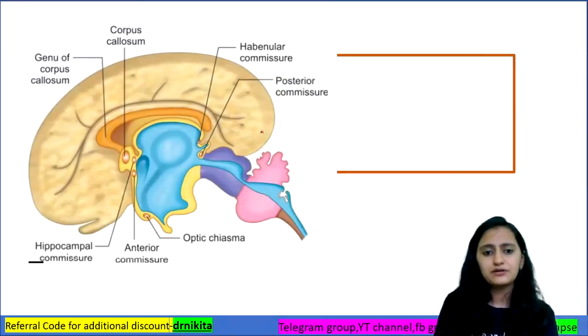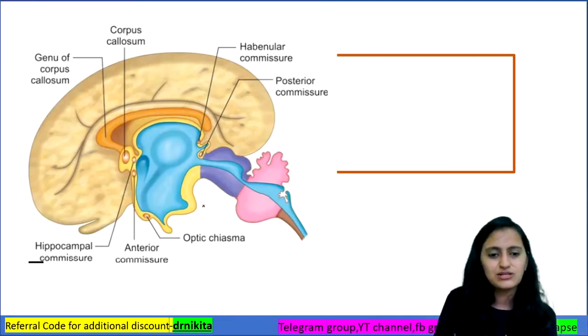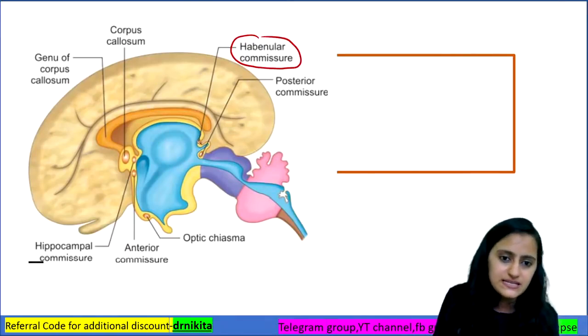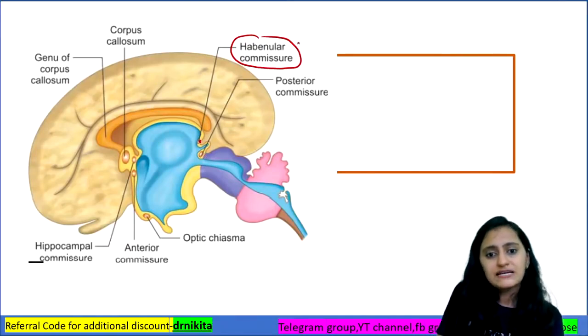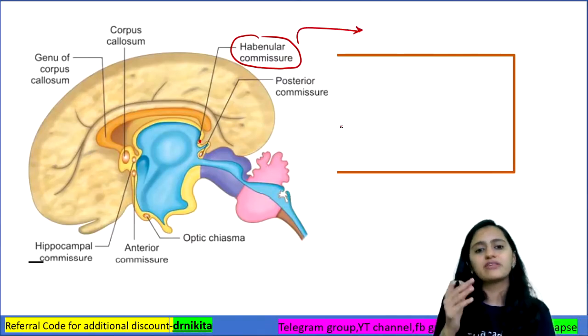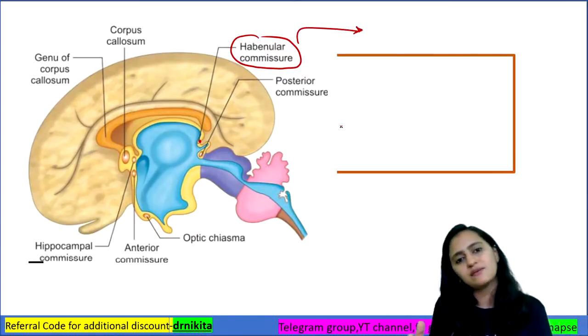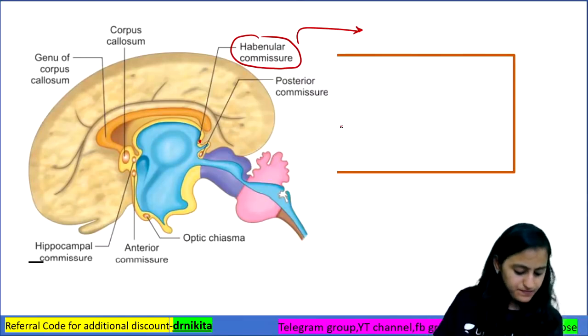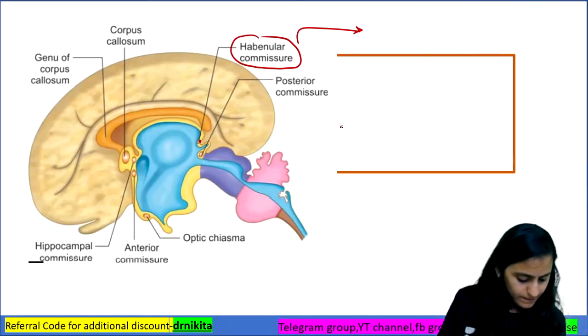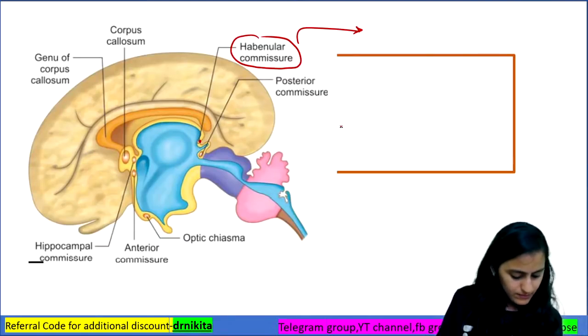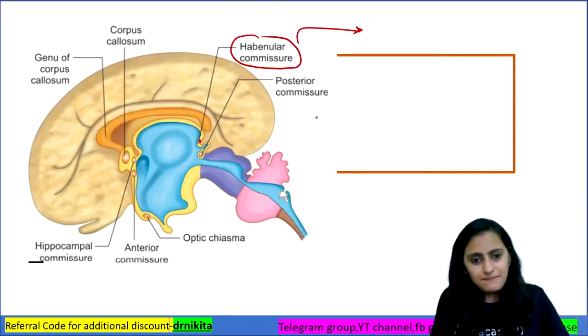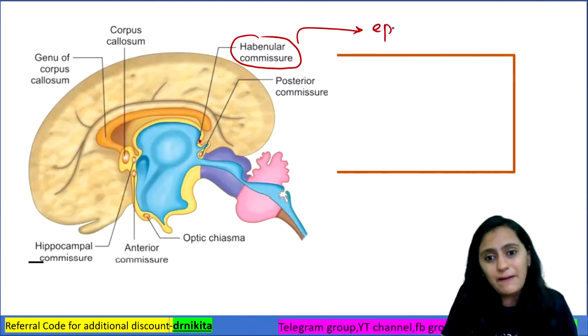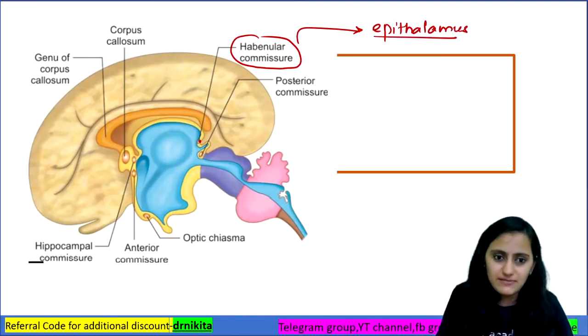Now, if I ask you a question here, if you see the sagittal section of the brain, we see habenular commissure here, right? We see this habenular commissure here. So, habenular commissure, is it a part of thalamus, hypothalamus, epithalamus, subthalamus, metathalamus? Habenular commissure is a part of absolutely right. It is a part of epithalamus. So remember that habenular commissure is a part of epithalamus.